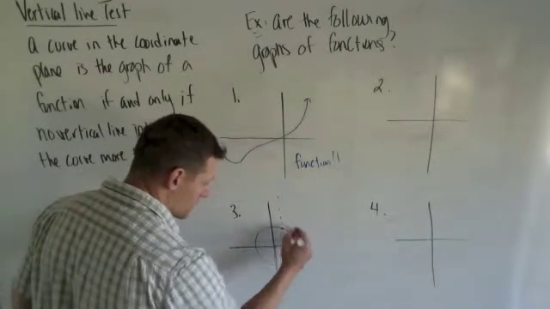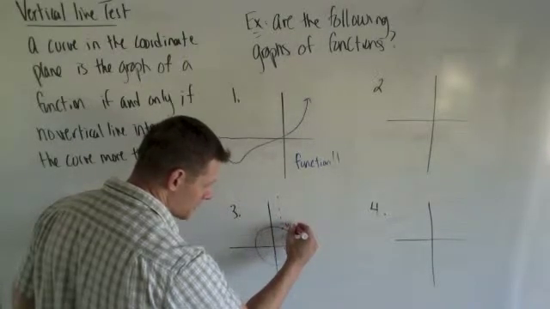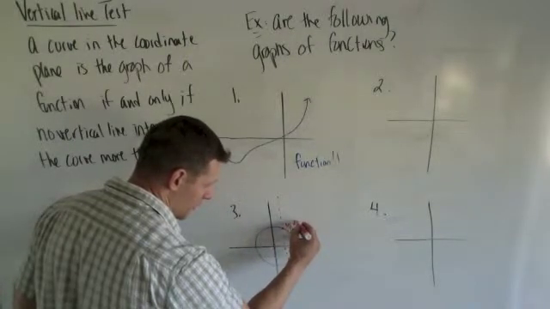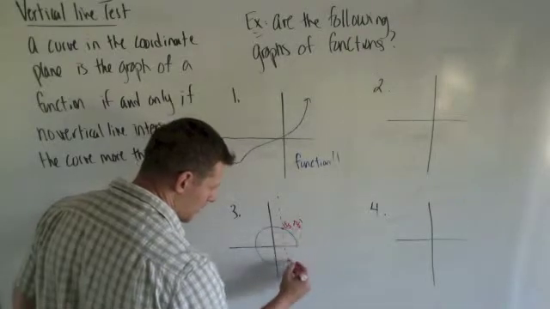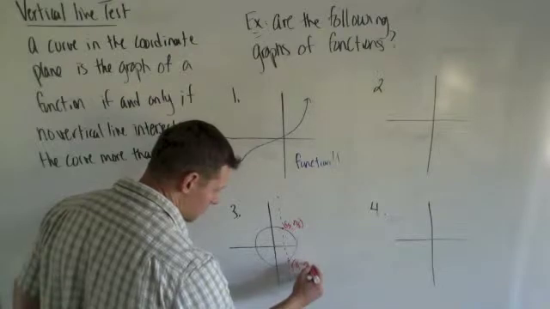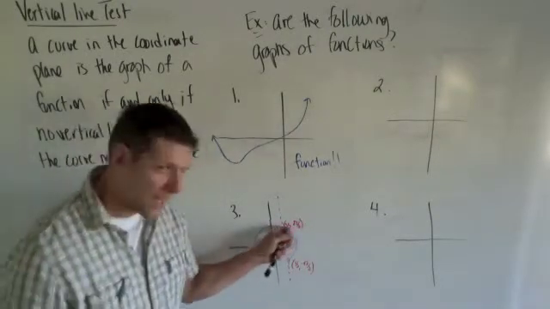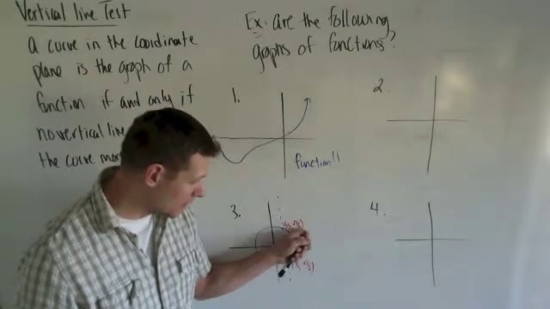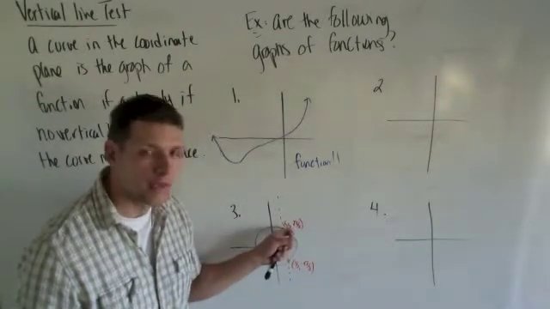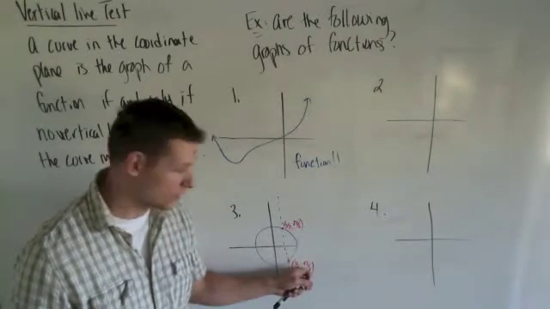Well, what are the coordinates of this? Maybe this is the coordinate, I don't know, 1/2, say, the square root of 3 over 2, right? That's a coordinate. And maybe this point right here is the coordinate 1/2, negative the square root of 3 over 2. Well, here's the question. Does this x value have exactly one y value? It has two. 1/2 has root 3 over 2, 1/2 has negative root 3 over 2.